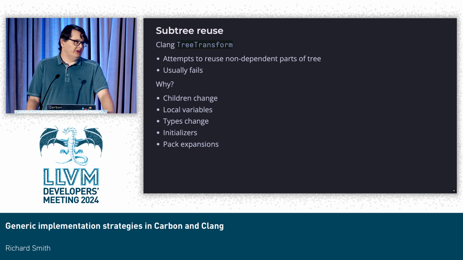And there are a few other things. In Clang, the way that we represent the type of an expression means that if the type changes, you need to rebuild the entire expression. And also, initializers are always rebuilt from scratch due to some differences in the way that the syntactic and semantic forms are represented. And pack expansions also always get rebuilt in full, because Clang has an invariant that in a particular function body, each expression can only appear at most once.